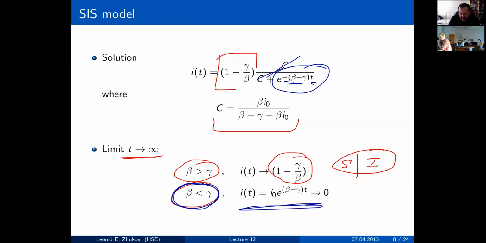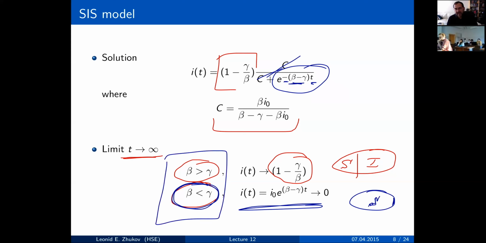But when beta is less than gamma, when time goes to infinity, this goes to 0. So pretty much I of t goes to 0, which means in this case, the infection will go away. And so that really tells you that the ratio beta to gamma is very important. It actually differentiates two types of behaviors of the system when time goes to infinity.